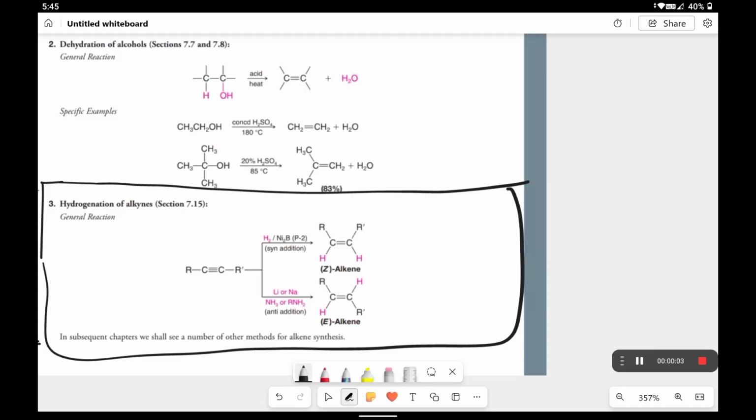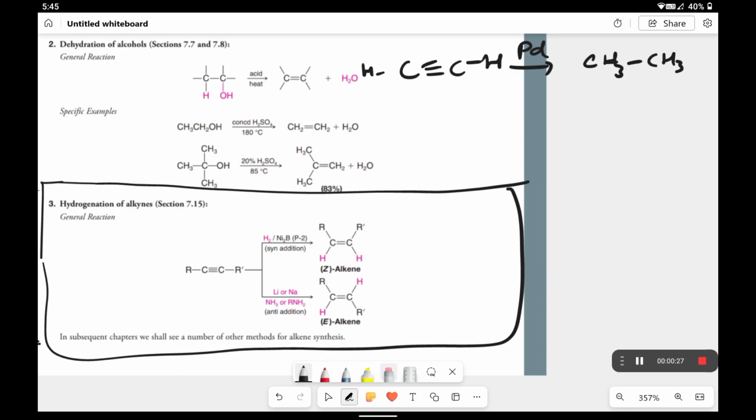Okay, so alkynes on reduction with any platinum or palladium catalyst will give the direct alkane, CH3-CH3. Why is it so? It is a strong reducing agent which can directly reduce the carbon triple bond to the carbon single bond.